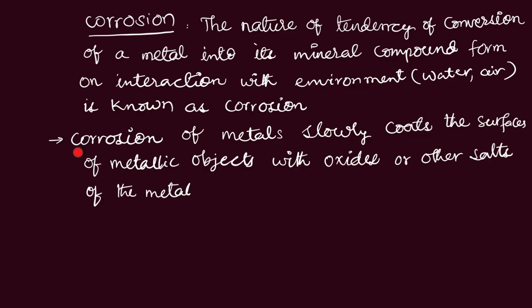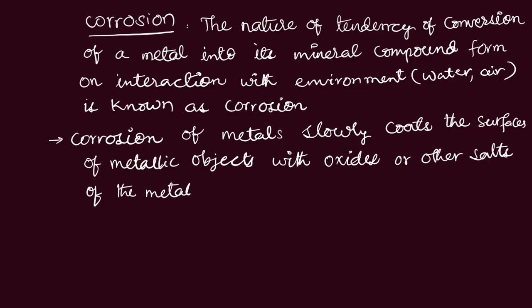Corrosion of metal slowly coats the surface of metallic objects with oxide or other salts of the metal. Now you observe in our day-to-day life, iron, a pure metal bar, gets a reddish or orange-reddish compound coated on the metal surface. That is its mineral form. So the corrosion of metal slowly coats the surface of a metallic object with its oxide. Which oxide? That is iron oxide. That is called corrosion.